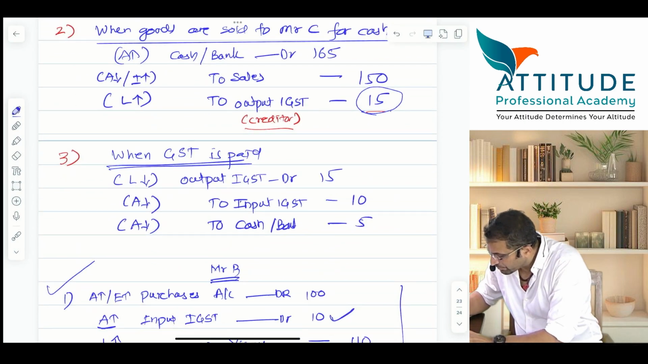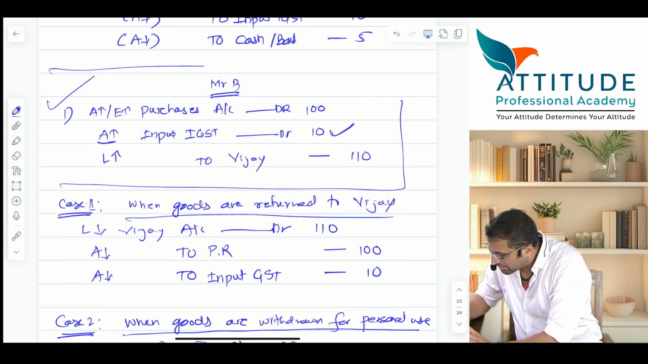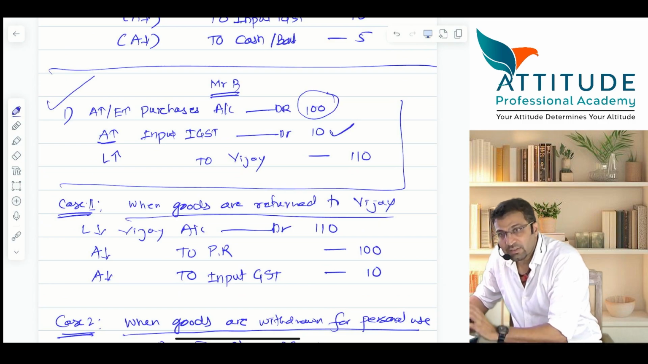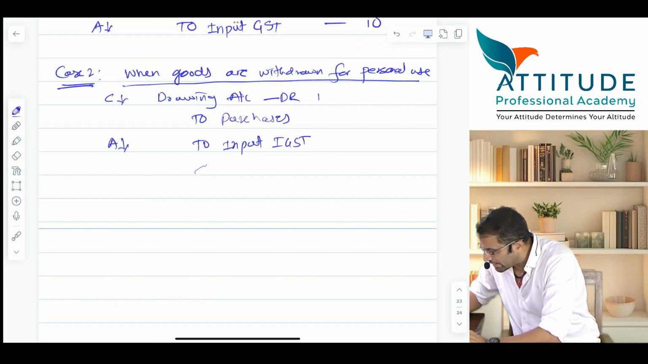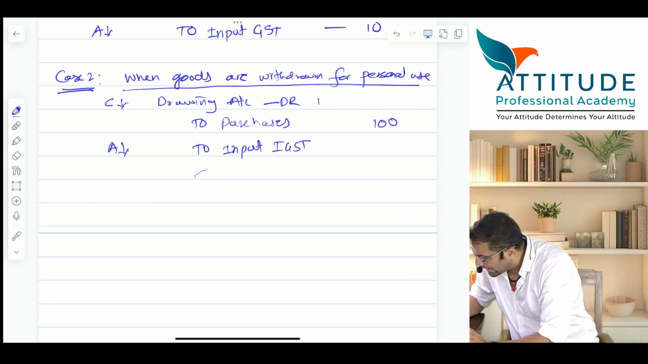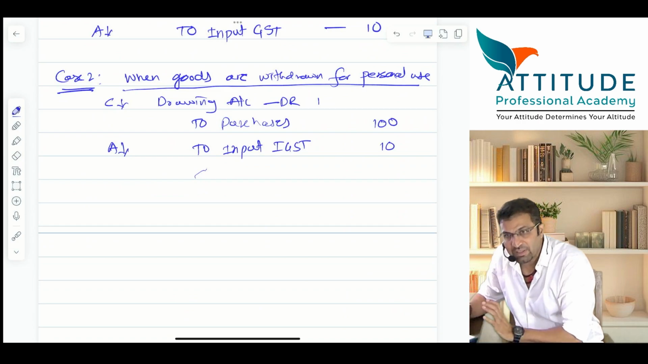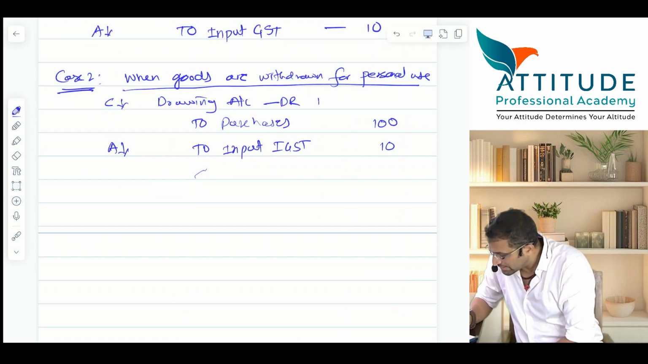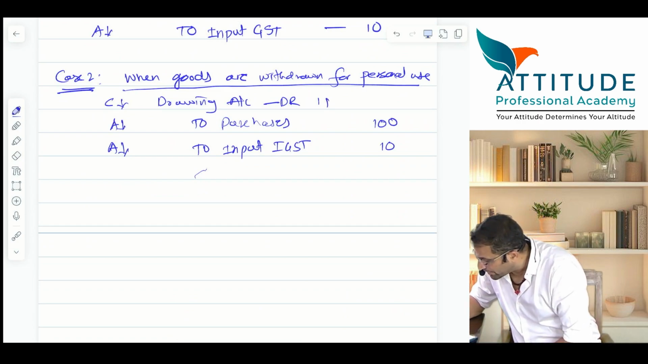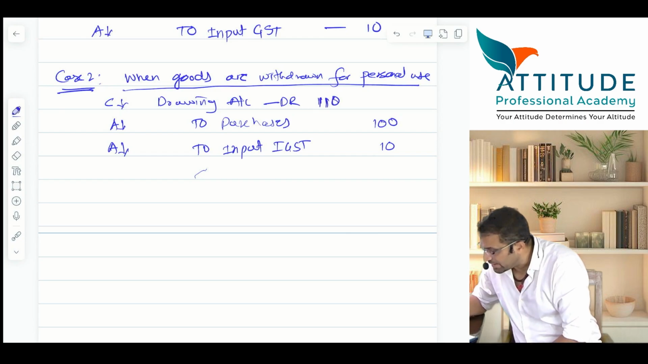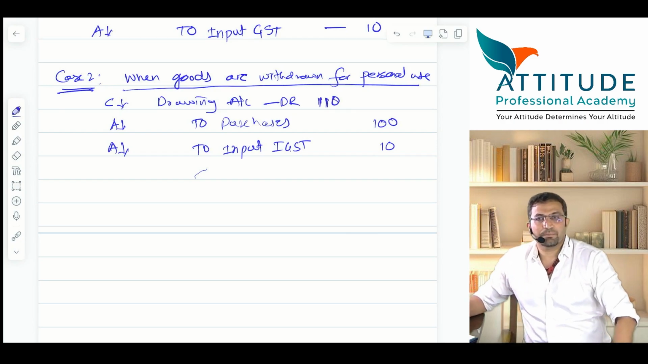Here, purchase account debit हुआ 100. So purchase should be credited by what? 100. So 100 credit होगा and input GST credit. ये भी reverse होगा. Asset reduces. So drawing should be debited with 100 and including GST. समझ में आ रहा है?